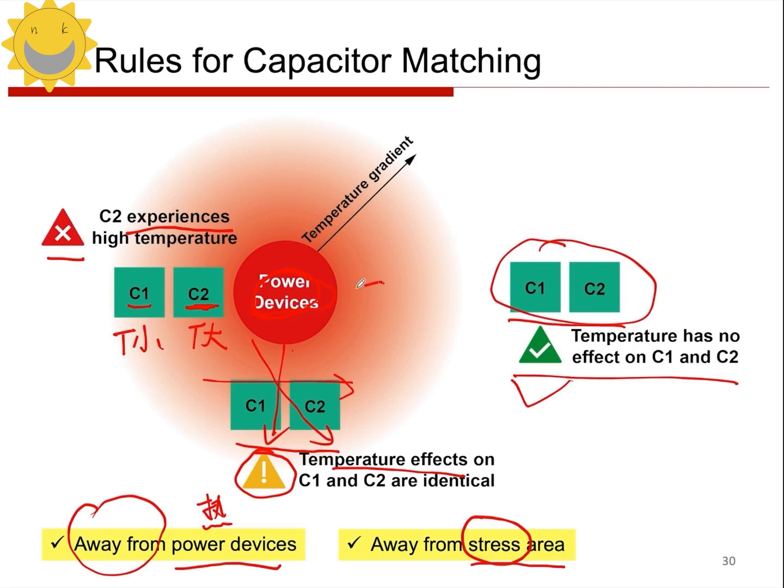Now, how far should this distance be to be appropriate? Generally, it is tens of microns. This distance can reduce the influence of temperature and stress. Of course, this also depends on the size of your power, right? If the power of your power device is very high, then you may need to increase the distance appropriately. So this is a problem that we need to pay attention to when placing capacitor devices.